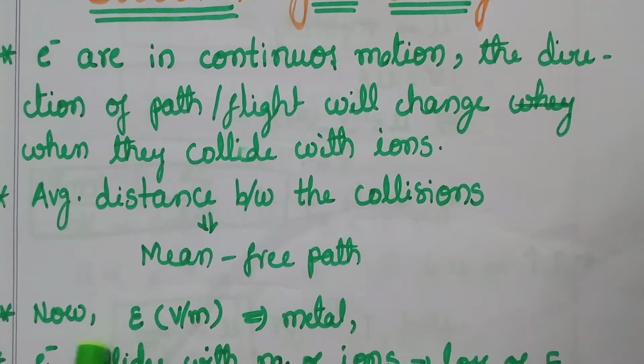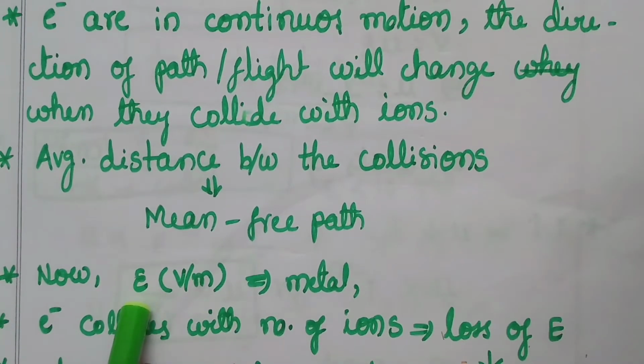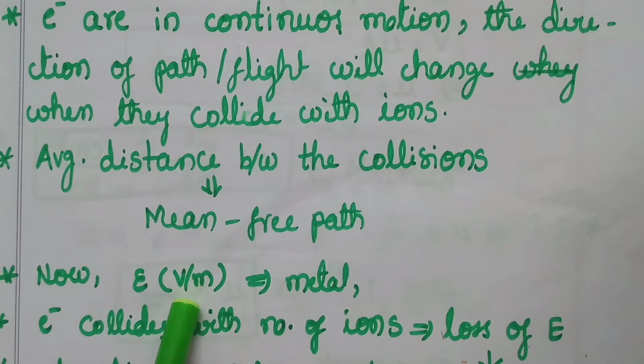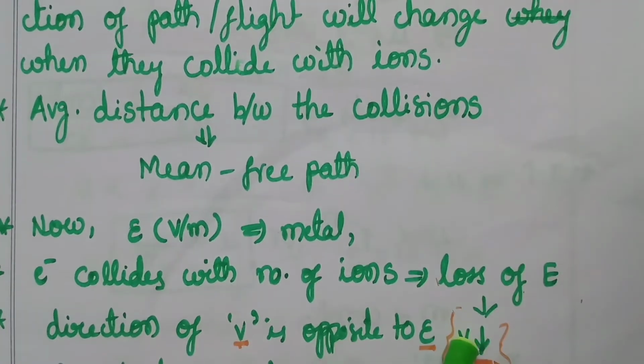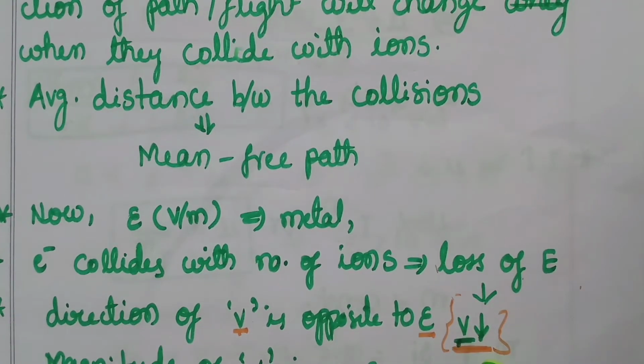Now let us consider that an applied electric field epsilon, in volts per meter, is applied to a metal. Due to the electrostatic force, the electrons would accelerate, that means they move faster until they collide with some ion. But the electron collides with a number of ions and loses its energy. Due to the loss of this energy, the velocity of the electron decreases.